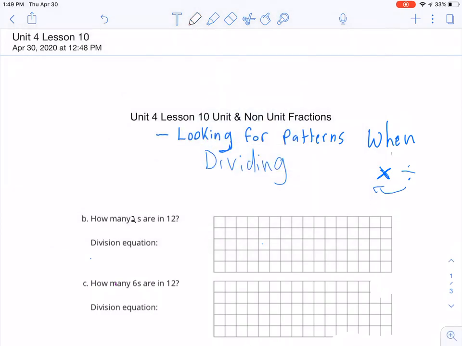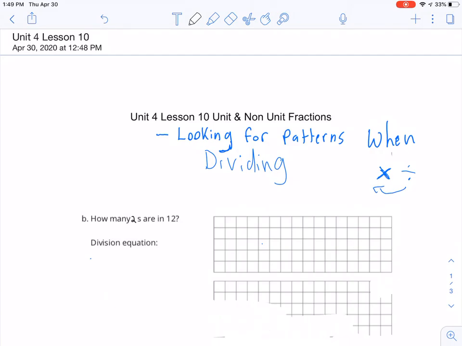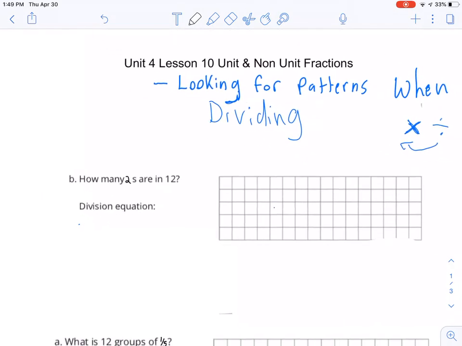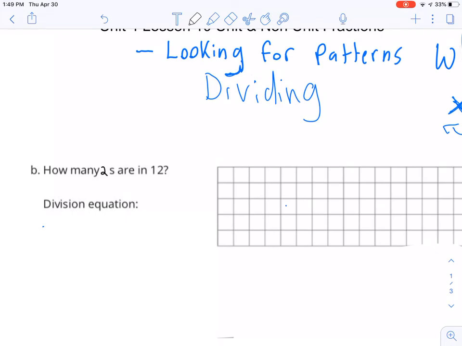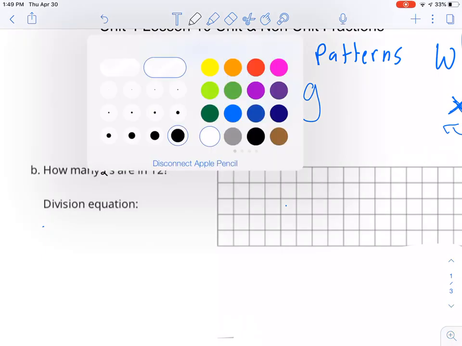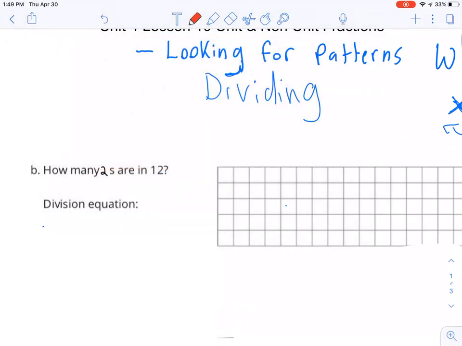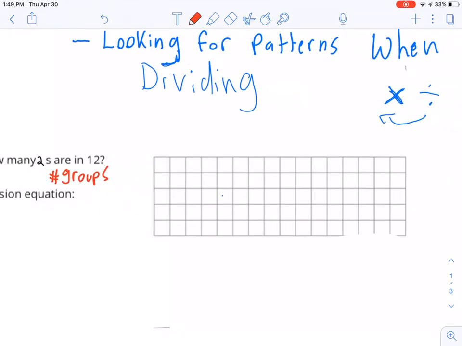So let's get started. Let me just get rid of this because we're not going to be using this equation right here. Now, our first one: how many 2's are in 12? How many 2's are in 12? Well, we know this is a division equation because it's asking for how many 2's, or more specifically, how many groups, right? We know that division is the study of groups, okay? So we need to figure out how many groups of 2's are in 12. So how might we solve this equation?